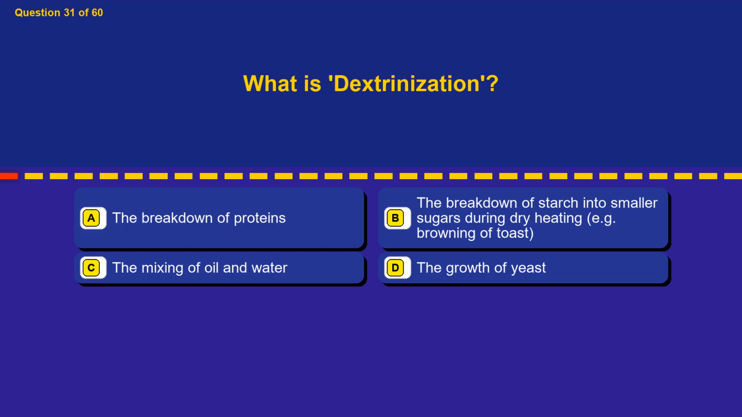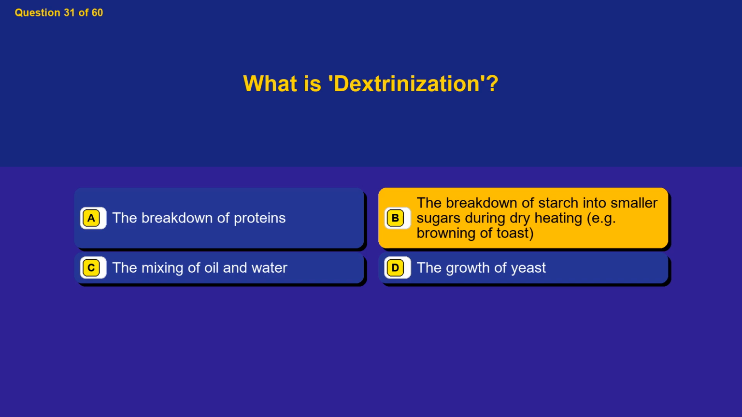Question 31. What is dextrinization? Option A, the breakdown of proteins. Option B, the breakdown of starch into smaller sugars during dry heating, e.g. browning of toast. Option C, the mixing of oil and water. Option D, the growth of yeast.